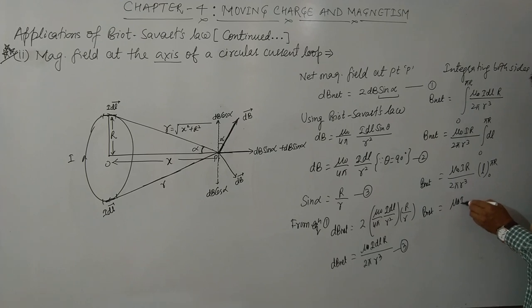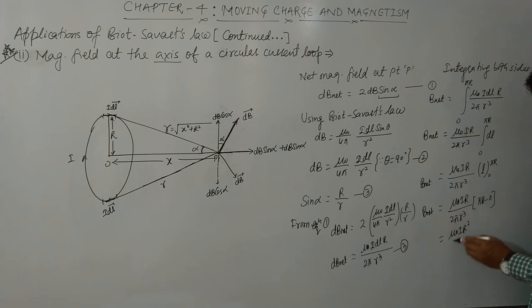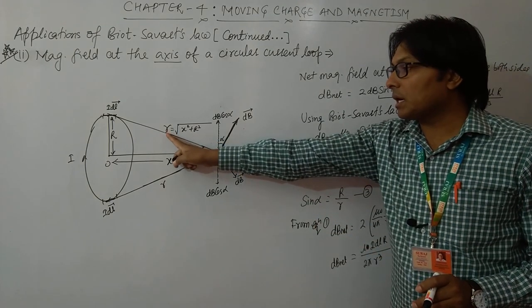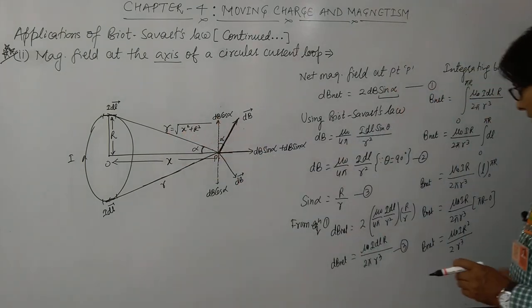Okay, now we have mu 0 I r upon 2 pi r cube, and it is pi r minus 0, and now we can cancel this pi with this pi, and this r will become r square. So mu 0 I r square upon 2 r cube. So this is the expression for the net magnetic field at point P. Now we will put the value of r also here. So r is root of x square plus r square.